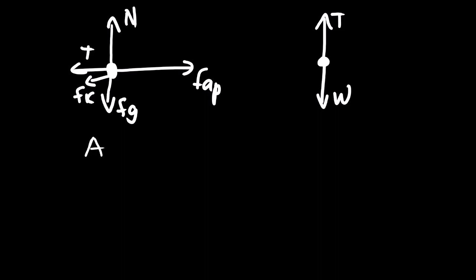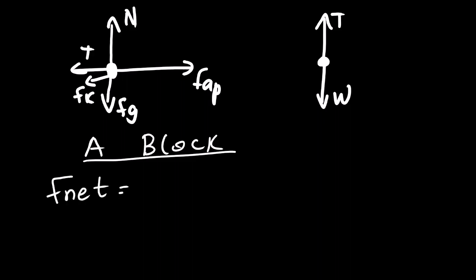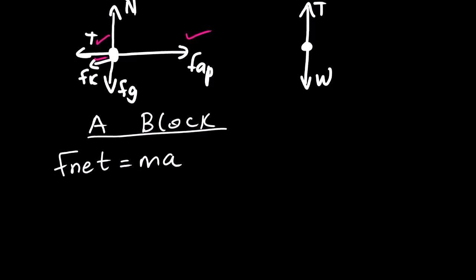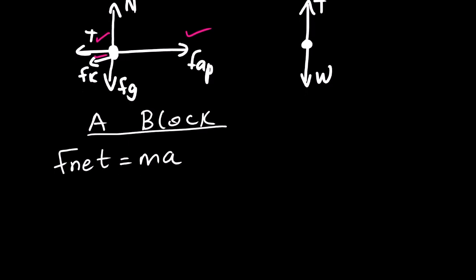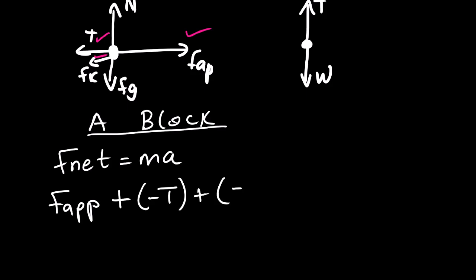So let us start with A block. F net is equal to ma. As we said, we have only three forces which will take part. Force applied is pointed to the right direction, so it will be positive. Force applied plus tension, which is in the negative direction, plus negative Fk is equal to ma.